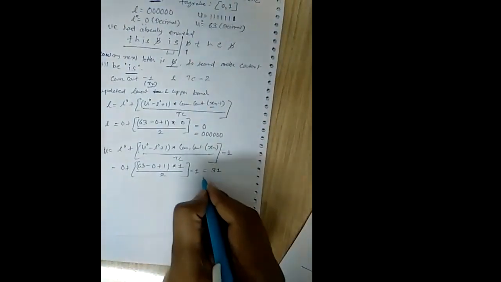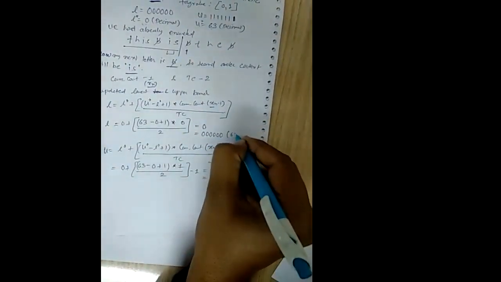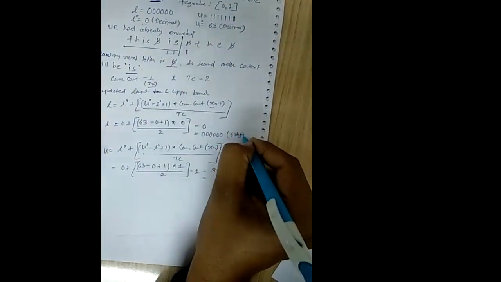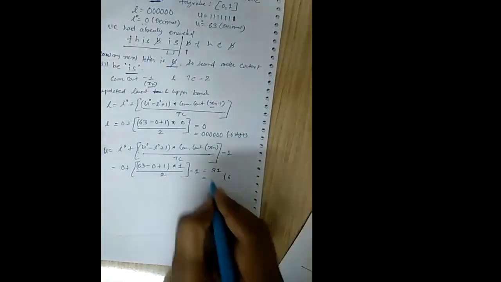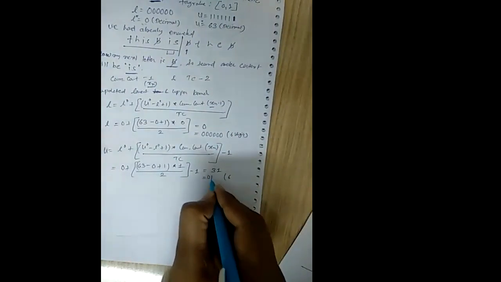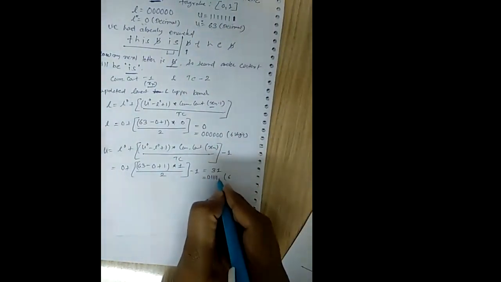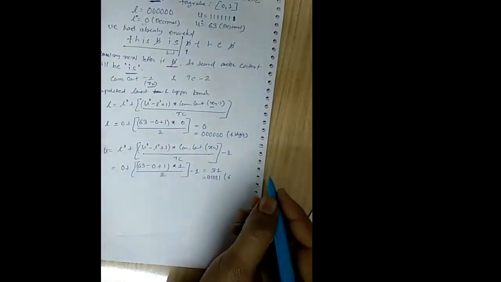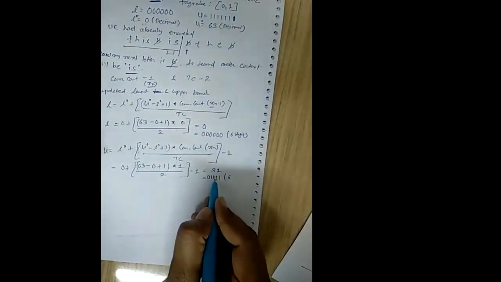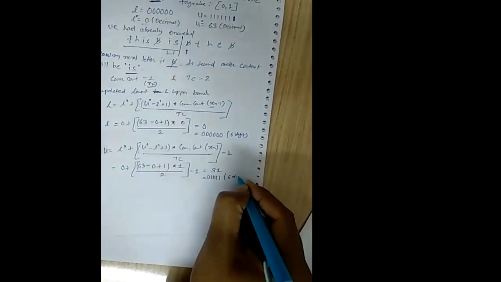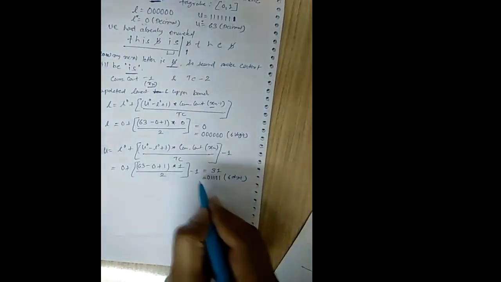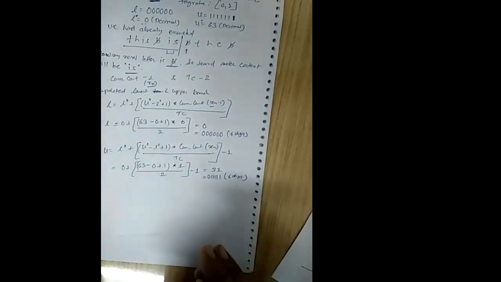Again, represent it in 6 digits. It will become 0, 1, 1, 1, 1, 1, that is 5 times 1 and 0, 6 digits. Okay, so these are my new updated values.